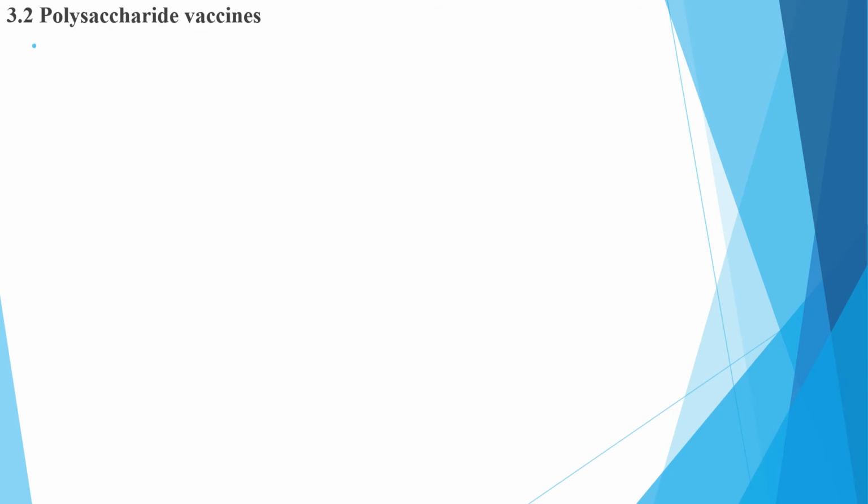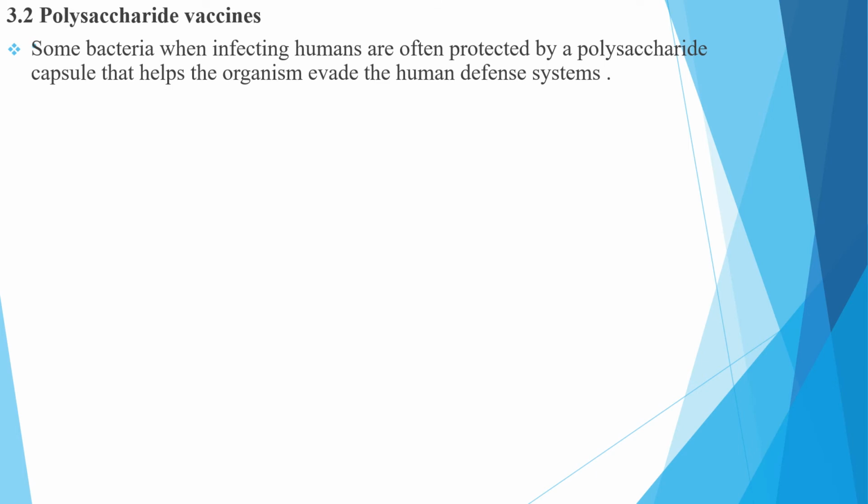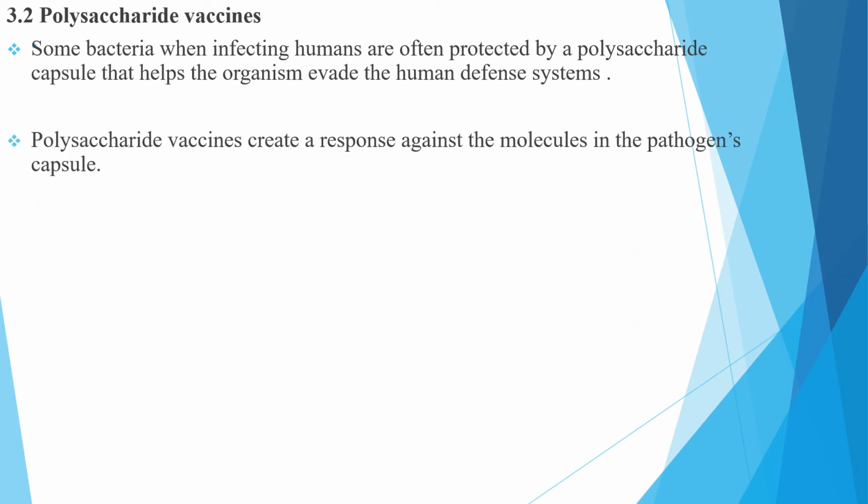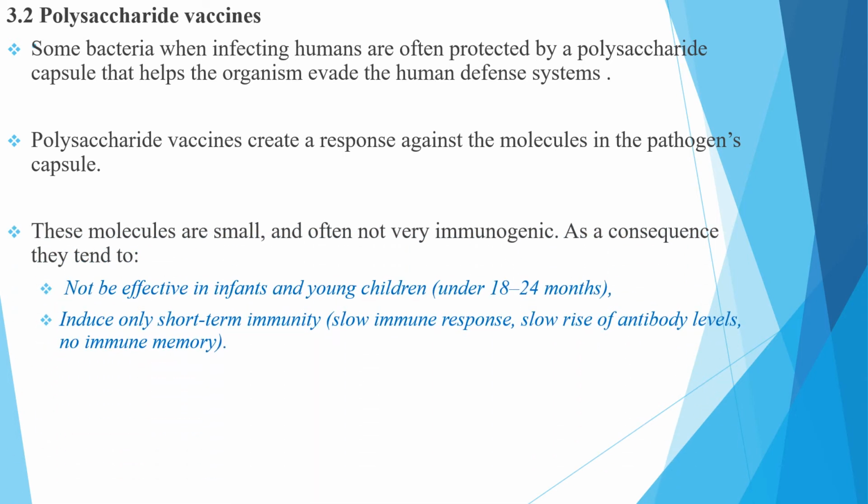The second part of subunit vaccine is a polysaccharide vaccine. Some bacteria, when infecting humans, are often protected by a polysaccharide capsule that helps the organism evade the human defense systems. Polysaccharide vaccines create a response against the molecules in the pathogen's capsule. These molecules are small and often not very immunogenic.